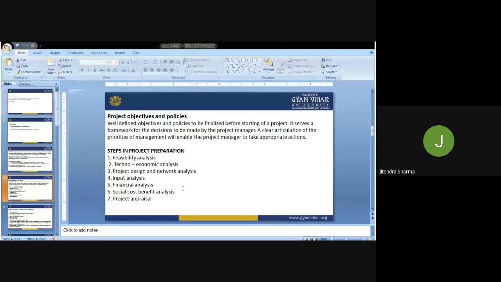It serves as the framework for the decisions to be made by the project manager. Articulation of the priorities of management will enable the project manager to take appropriate action.